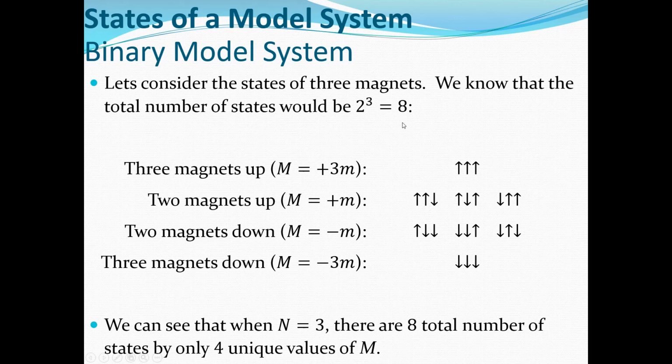Well, from my point of view, assuming that these were microscopic, I technically wouldn't be able to see this, but these are the things I'd be able to measure. I'd be able to tell if the total magnetic moment was plus 3m or minus 3m. So these are what we call the macro states, essentially the total effect, the overall effect that you end up getting.